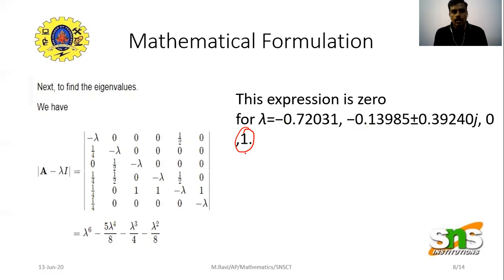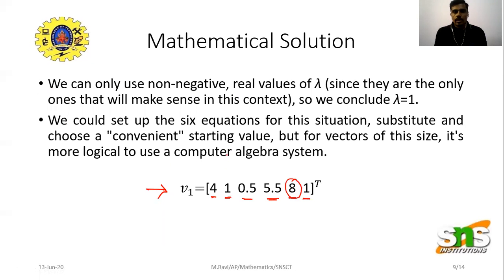So corresponding to this eigenvalue, I have to find the eigenvector. Is it correct? So corresponding to the eigenvalue, I have the eigenvector V1. What is the corresponding eigenvector? 4, 1, 0.5, 5.5, 8, 1. That is the column vector, so I am writing its transpose. So here 4, 1, 0.5, 5.5, 8, 1. It represents the corresponding page of that eigenvector.